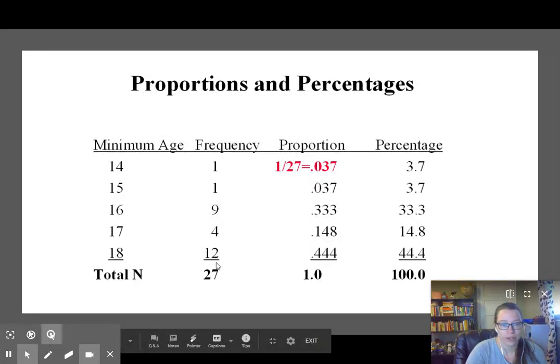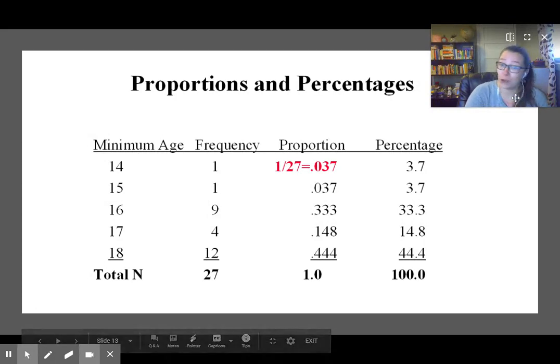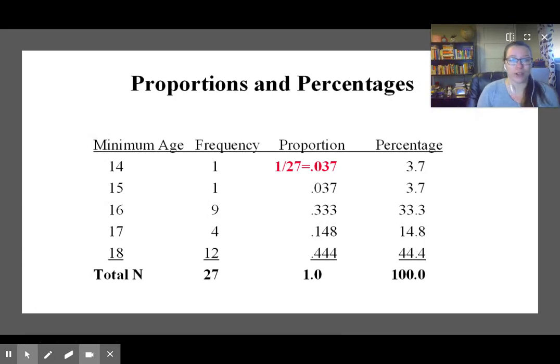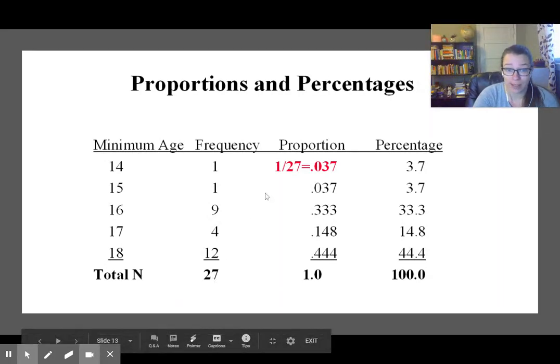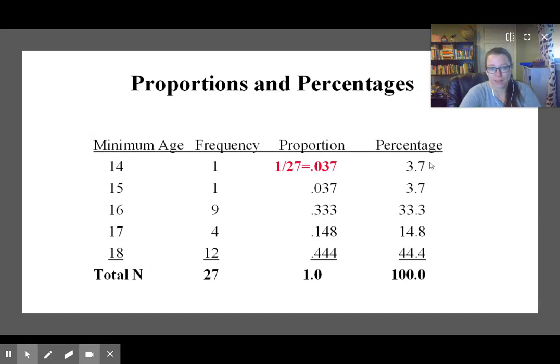So we are going to start by finding the proportion, which makes sense because you have to find the proportion before you can find the percentage. So to find the proportion, my frequency is 1, and I'm going to divide that by my n, my total number of cases, which gives me 0.037. When I multiply that by 100, that gives me the percentage of 3.7. And we do the same thing for 15, same answer, just copy and paste.